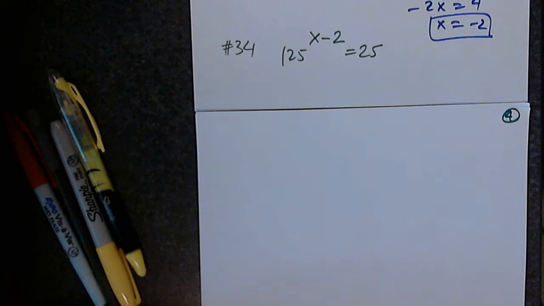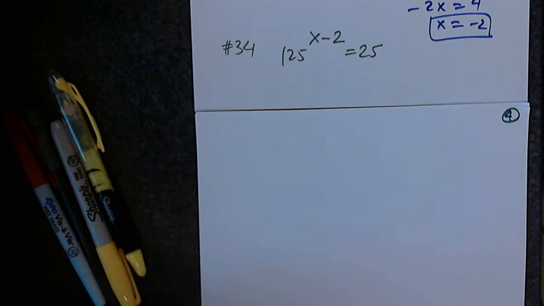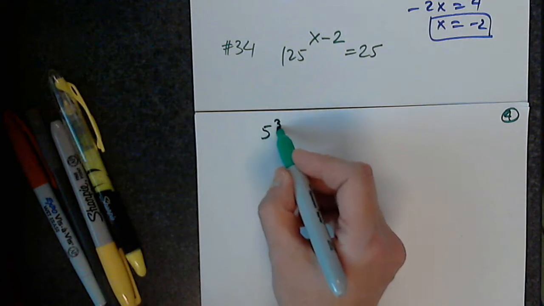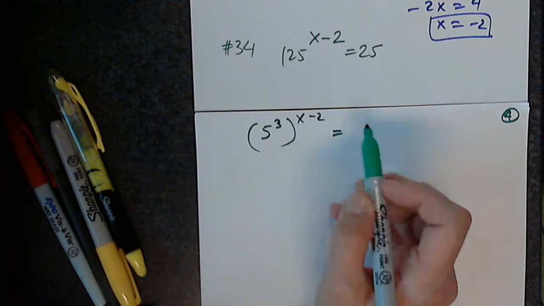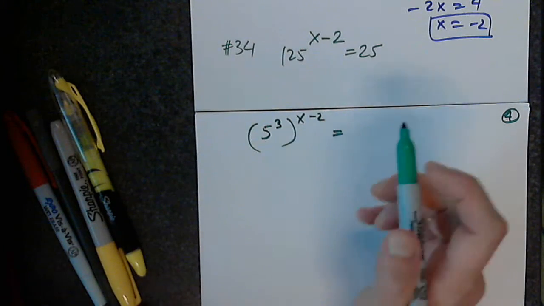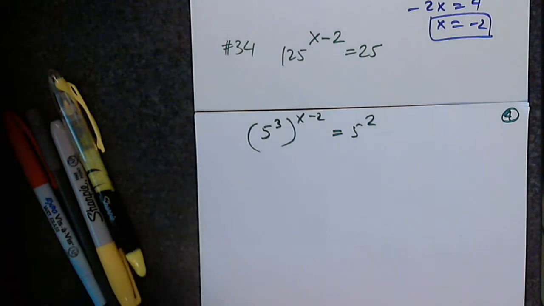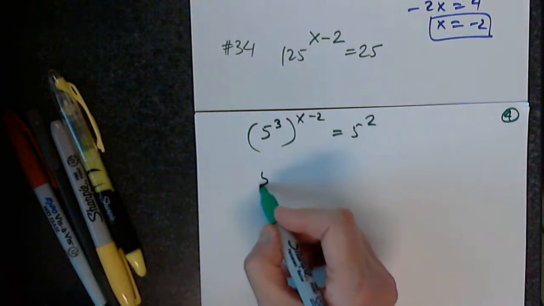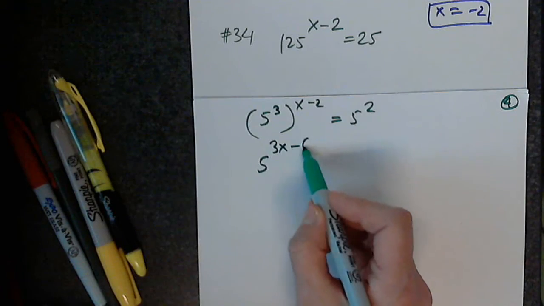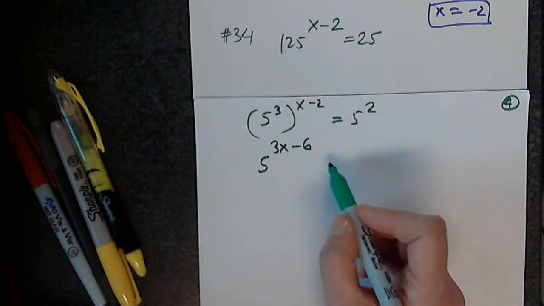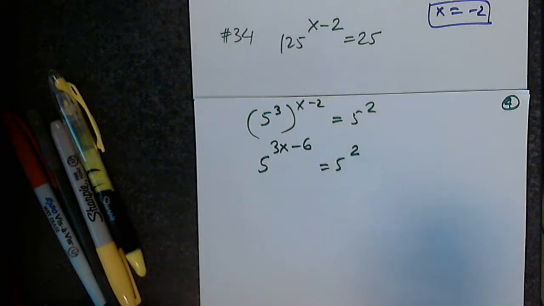We need more time? Done? Very good. The left-hand side, please. Do you all agree with 5 cubed instead of 125? Yes. And the right-hand side? Do you all agree with 5 squared instead of 25? I copy the base. What happens on the left? Because I have to distribute, 3x minus 6 equals 5 squared.